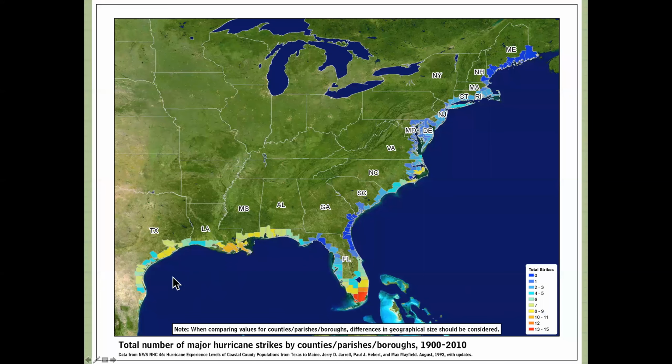Typically where hurricanes and storms hit, for the most part, are areas that stick out: Florida, North Carolina, the New Orleans area, Cape Cod. Areas that stick in are usually affected less.